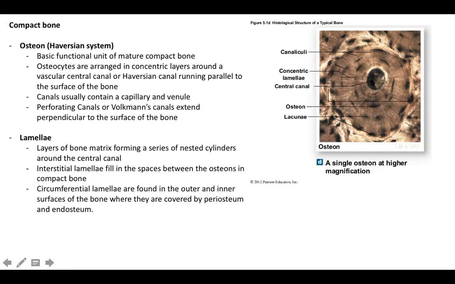These central canals go up and down along the shaft of the bone, parallel with the shaft of the bone. And then you have what's called perforating canals, or Volkmann's canals, which go perpendicular to the surface. So they run side to side as opposed to up and down. They are canals that allow for blood flow out to the sides.